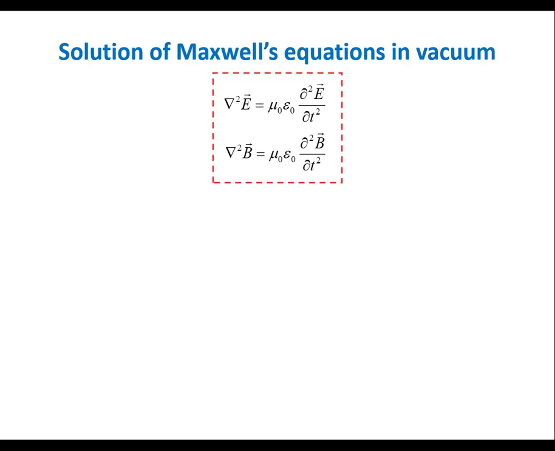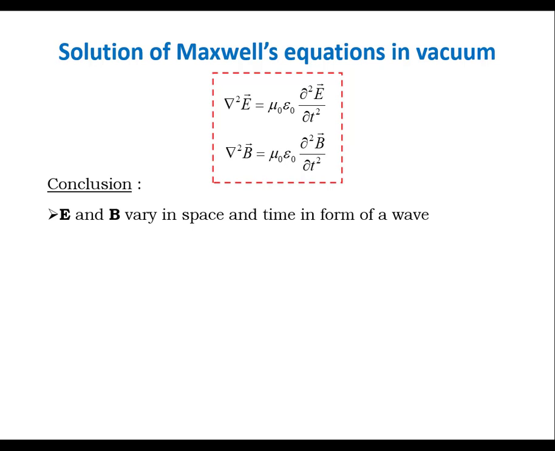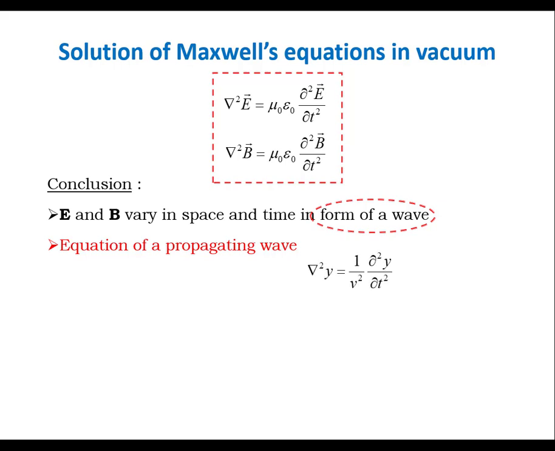Let us discuss what conclusions these equations provide. Firstly, in free space, the electric field and magnetic field induction vary in the form of waves. How? Equations with double derivative terms with respect to time and with respect to space represent a wave. A general form of equation representing variation of a variable y in space and time as a wave is this. Here, v is the velocity of the wave. Since the electric field and magnetic field in these equations vary in the form of a wave, they represent a wave and their velocities are also the same.